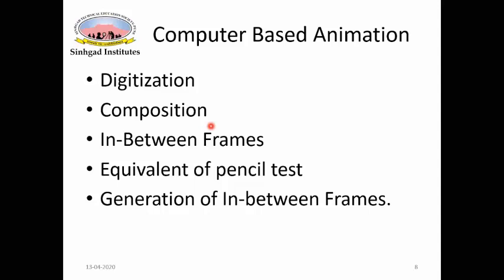Suppose we want to design an animation sequence for 10 seconds. For this we need to have how many frames? For 1 second we require 24 frames. So for 10 seconds we require 24 into 10 frames. Because films require 24 frames per second, we require 24 frames each second.